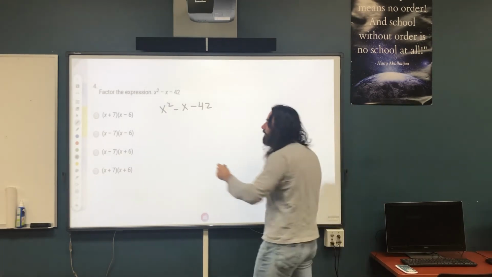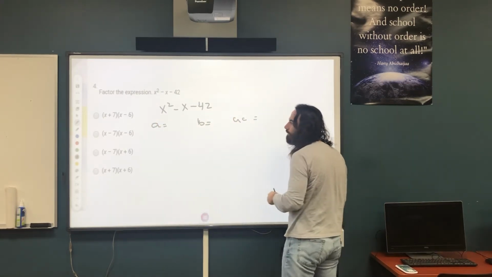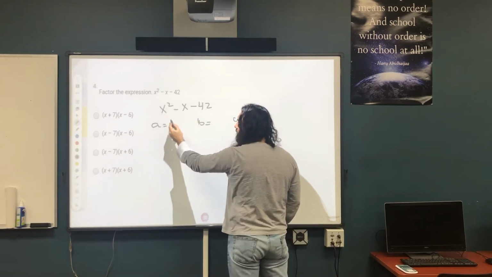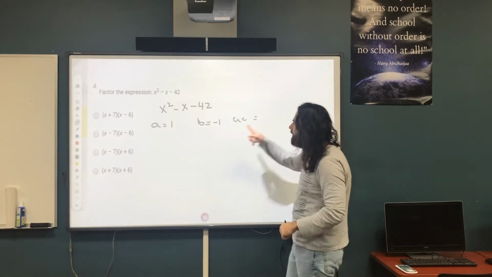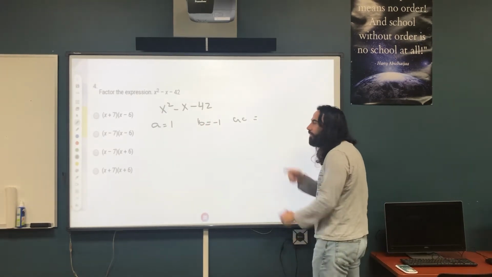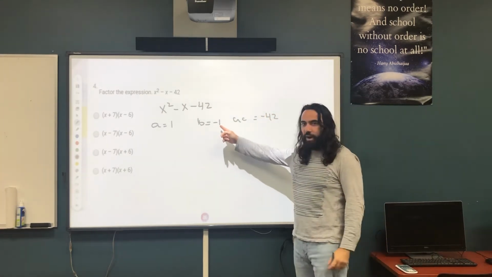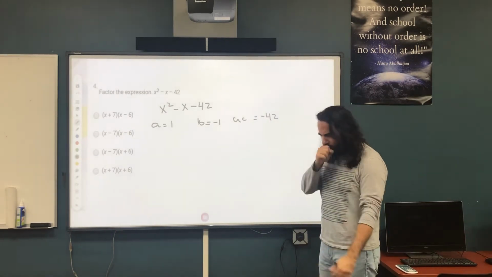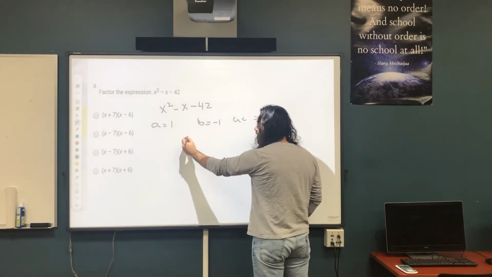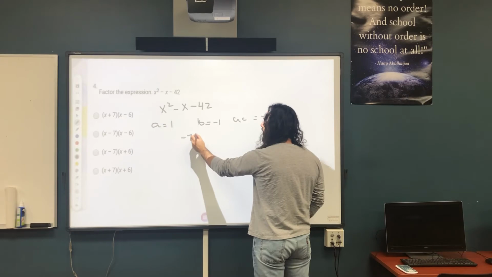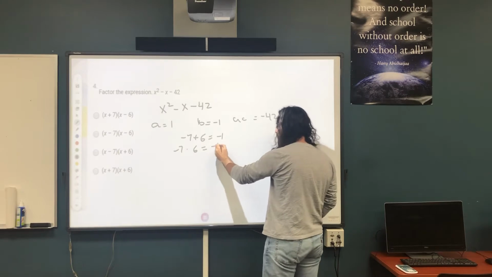The same thing. We need a, b, and ac. A, we have 1x squared, so it's going to be 1. B, we have negative 1x, so it's going to be negative 1. And AC, it's going to be 1 times negative 42, or negative 42. So now you need two numbers. If you add them, you get negative 1. But if you multiply them, you get negative 42. The two numbers are negative 7 plus 6, which is negative 1, and negative 7 times 6, which is negative 42.